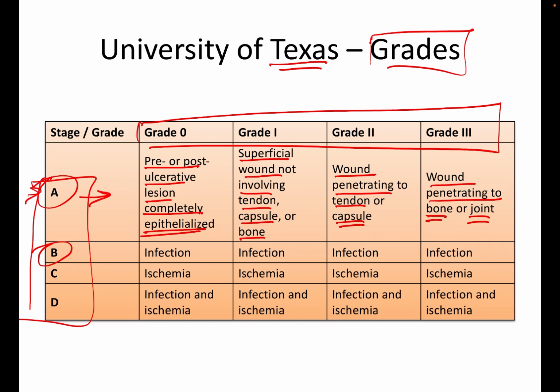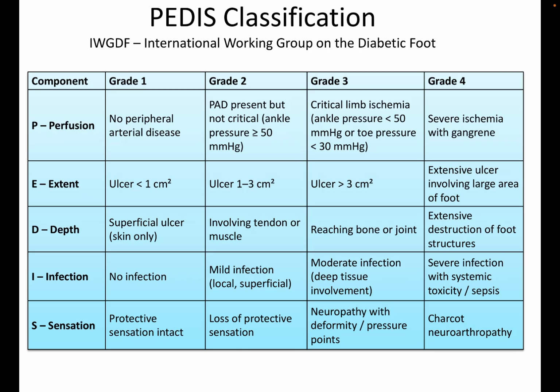In stage B, it will be associated with infection. In stage C, it will be associated with ischemia. And stage D, it will be associated with infection as well as ischemia. Coming to the PEDIS classification by the International Working Group on the Diabetic Foot, PEDIS stands for perfusion, extent, depth, infection, and sensation.